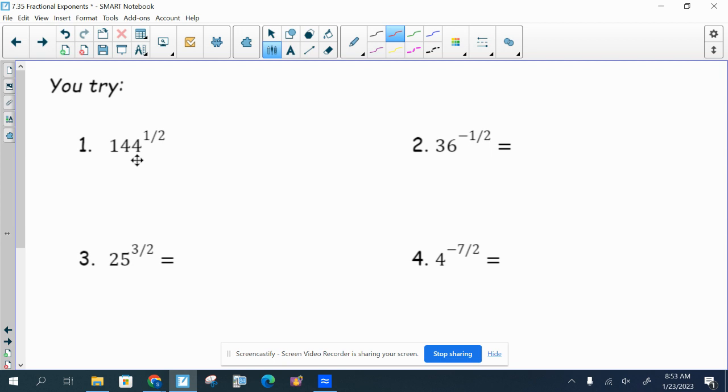It's 144, not 44. Yeah, you guys, it's 144. And 144 is a perfect square. Remember, 1/2 just means square root. Only when it's not 1, that means you have to raise it to a power. So if you're thinking ahead, you can think, okay, I got to take the square root of that number, and then I have to cube it, or then I have to raise it to the 7th power.